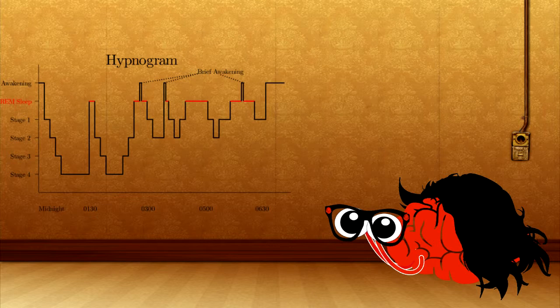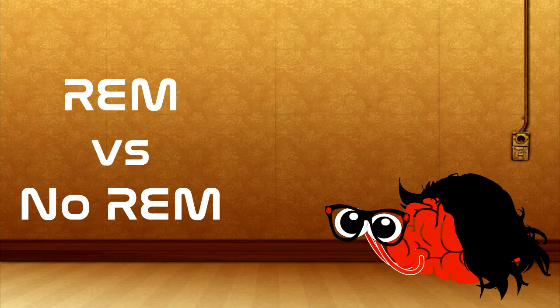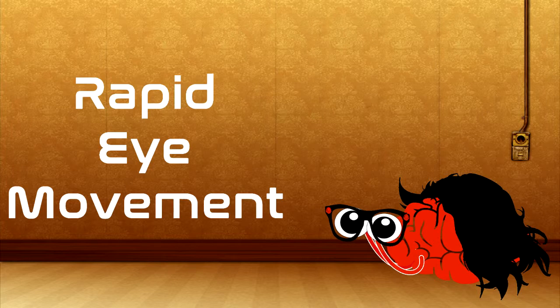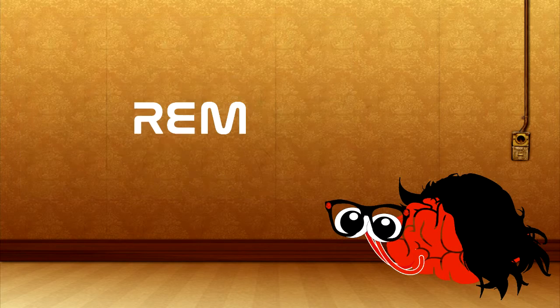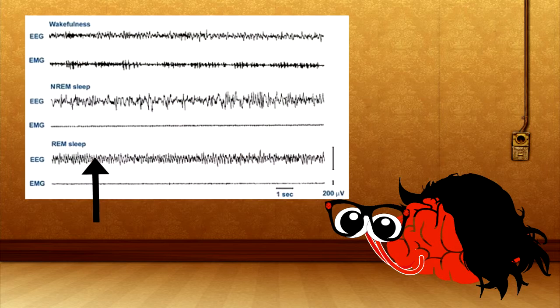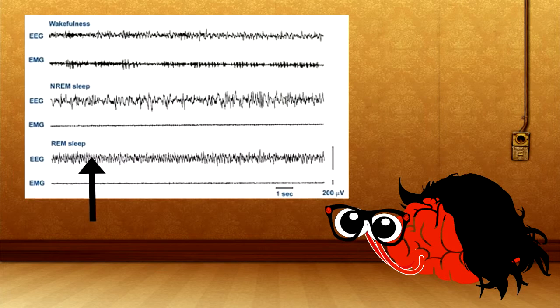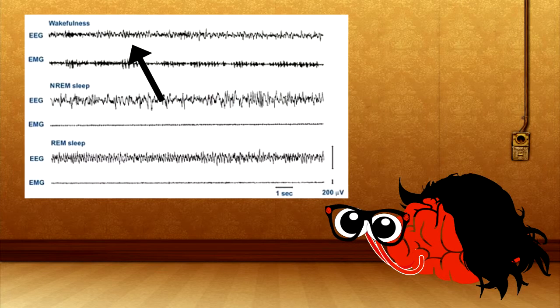There are two main stages of sleep and they have different physiological and neurological characteristics. These are REM and non-REM sleep. REM stands for rapid eye movement, since during this stage our body is paralyzed but our eyes are not, and they move rapidly as if we were seeing things. In REM, our brain oscillations are similar to the ones we see when we are awake.